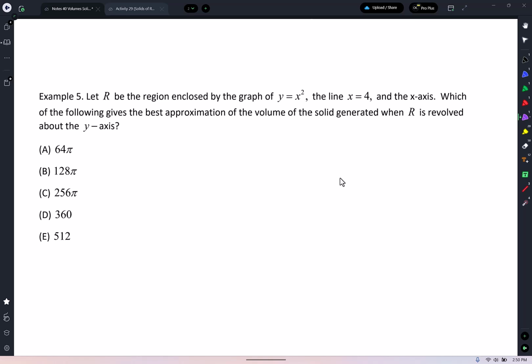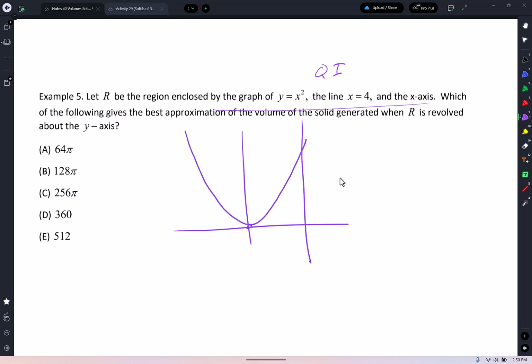Let R be the region enclosed by the graph y equals x squared, line x equals 4, and the x-axis. So that means we're looking at quadrant 1. Child, why aren't we looking at quadrant 2? Because it's enclosed by x squared and x equals 4 and the x-axis. If I were to go x equals 4 and then the x-axis, it stops here at the origin. So the only way they're enclosed, remember enclosed, is if I'm looking at that. Does that make sense? So underline the word enclosed.